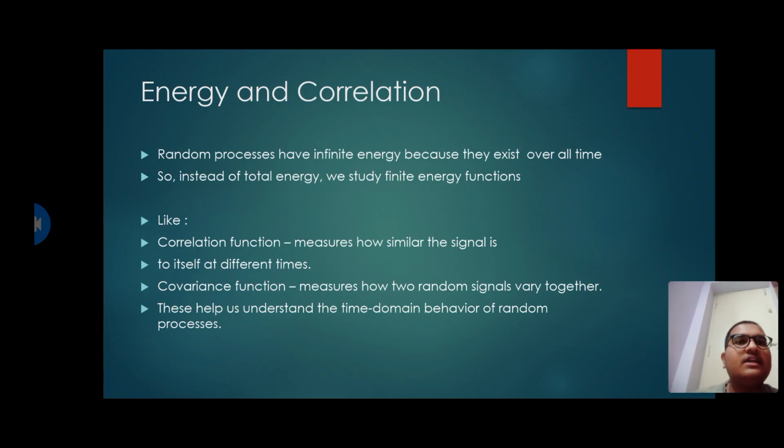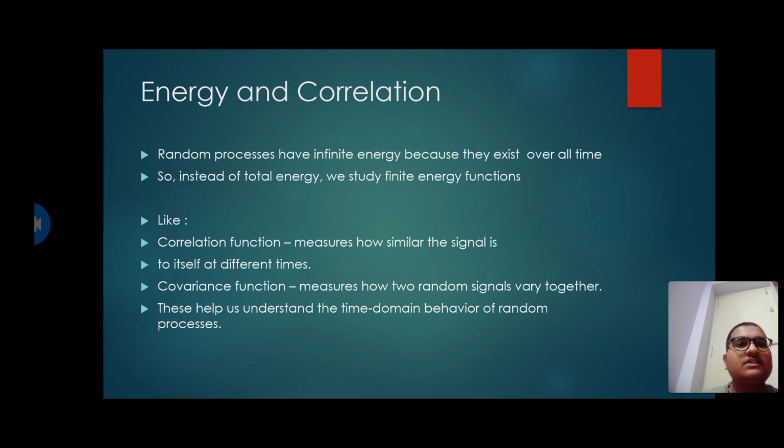Energy and correlation. Energy and correlation are also very useful in studying this process. Random processes have infinite energy because they exist over all time. As they exist over all time, they have infinite energy. So instead of total energy, we study finite energy functions, like the correlation function, which measures how similar the signal is to itself at different times.